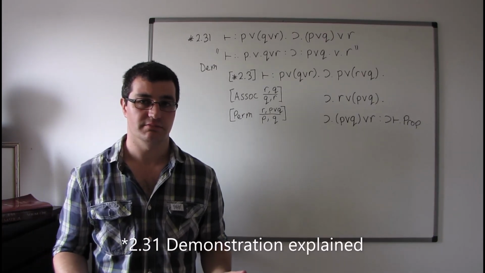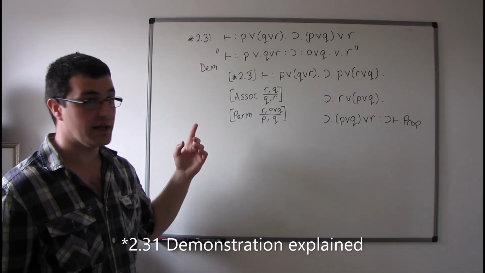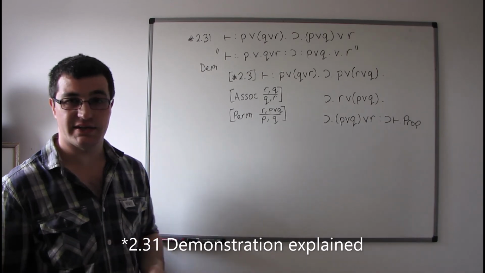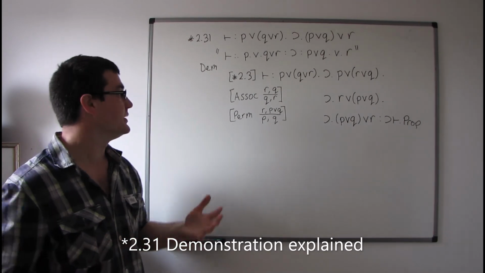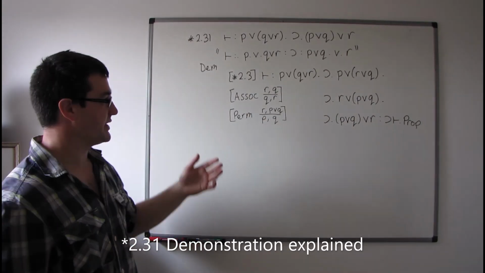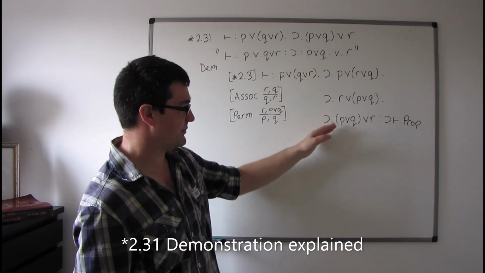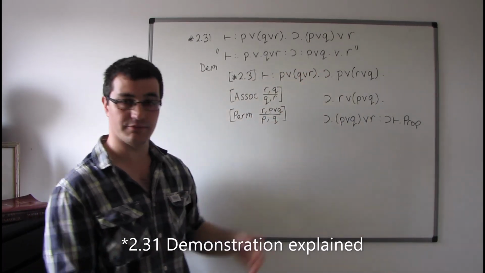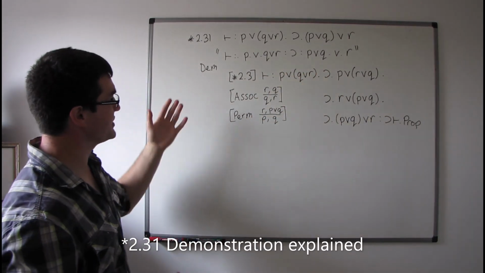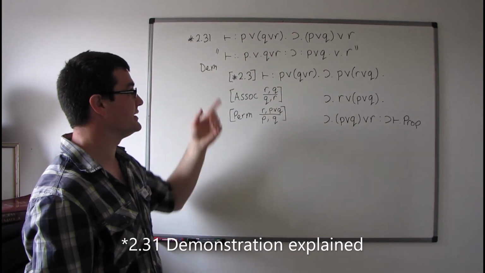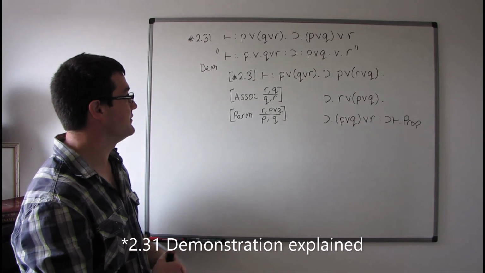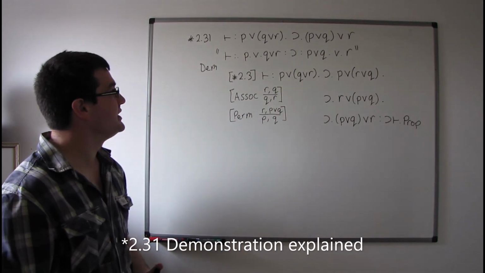So let's just have a look at proposition 2.31 now. There's nothing particularly special about this proposition. I've really just decided to include it because it gives a good example of the notation that we've just introduced. So the proposition is effectively commutativity of disjunction, obviously with elementary propositions.